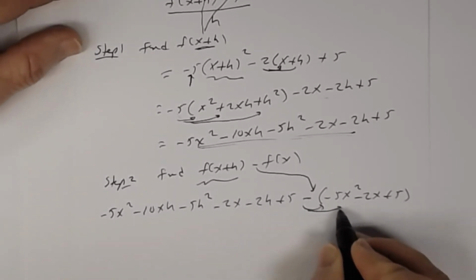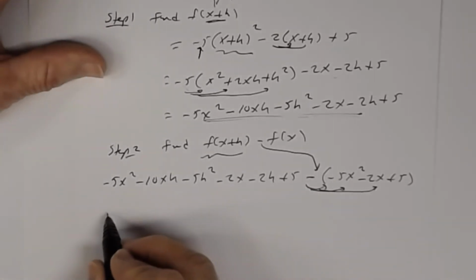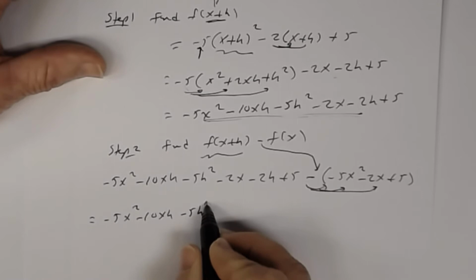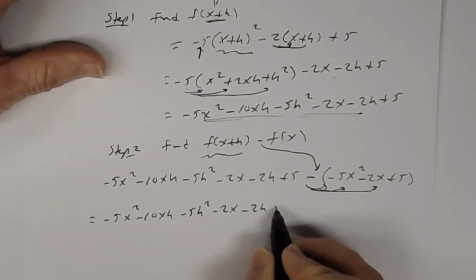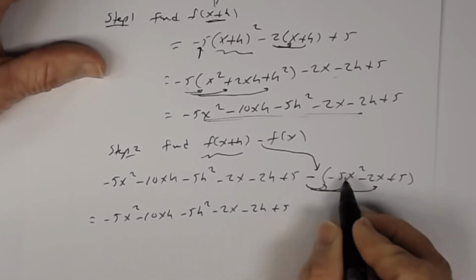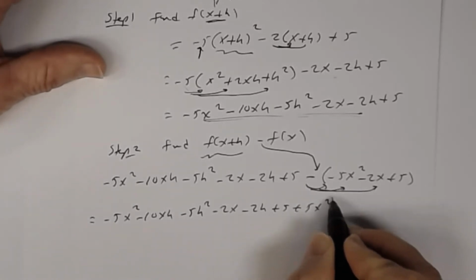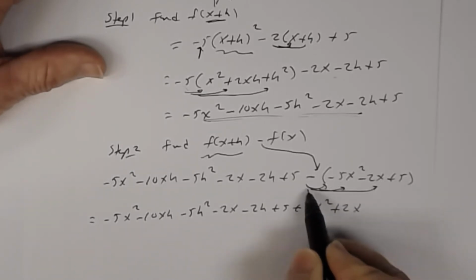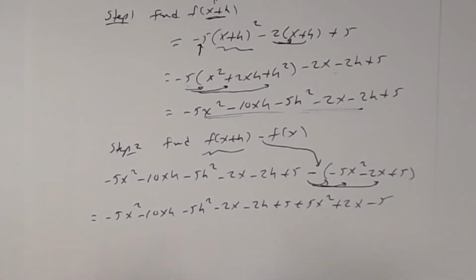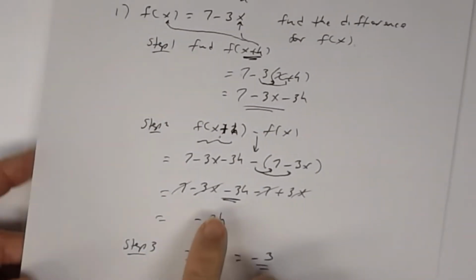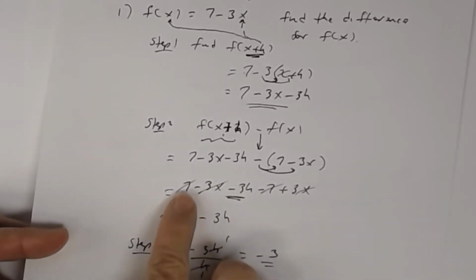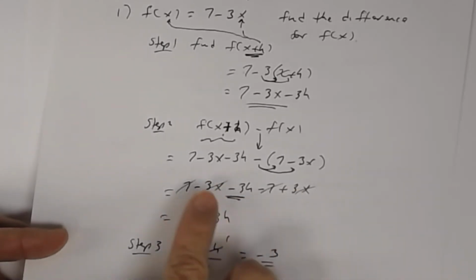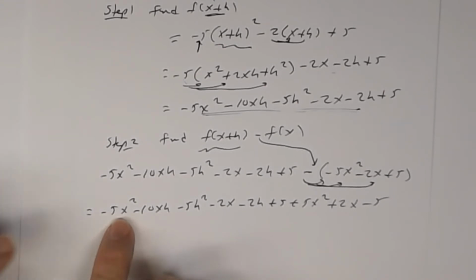Now getting rid of the parentheses, distributing the negative, notice what's going to happen. So I get negative 5x squared minus 10xh minus 5h squared minus 2x minus 2h plus 5. And the opposite of a negative 5x squared becomes a positive 5x squared. The opposite of a negative 2x becomes a positive 2x. And the opposite of a positive 5 becomes a negative 5.